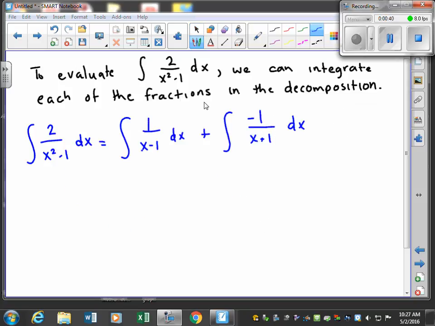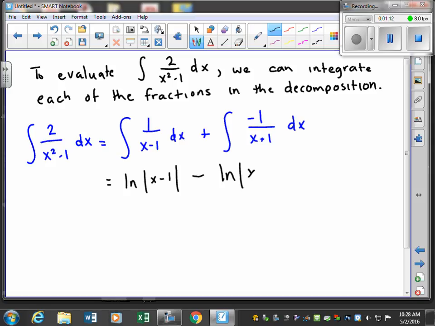Okay, so here we can see to evaluate the integral of 2 over x squared minus 1 dx, we can integrate each of the fractions in the decomposition. So from the previous page, we have this one plus this one. So let's go ahead and evaluate that. And when we evaluate this term right here, we're just going to get the natural log of absolute value of x minus 1. If I pull this negative out, I'm just going to get a negative here, and this one will give us the natural log of absolute value of x plus 1. And then, of course, we have plus a constant, right?